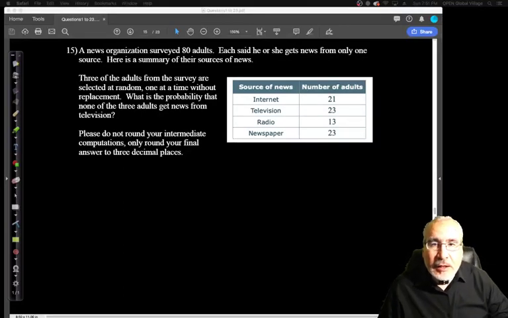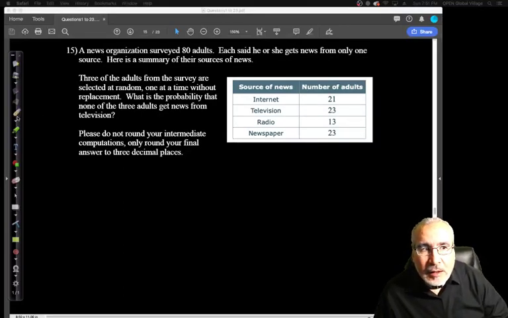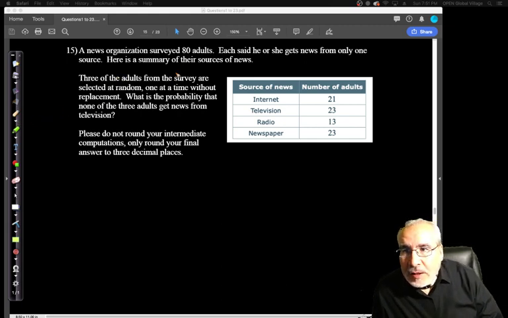Question number 15. And let's see. Let's go ahead and go with this. Here's a question. What is the probability that none of the 3 adults get news from television? None of the 3 adults. What 3 adults? So 3 of the adults from the survey are selected at random.